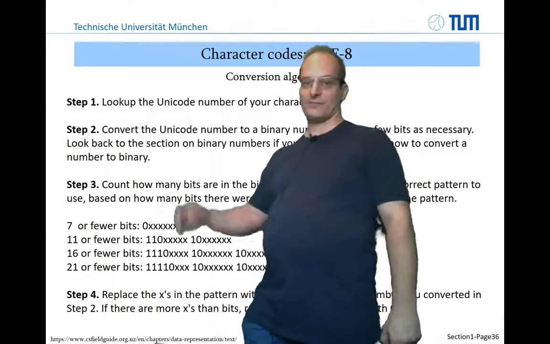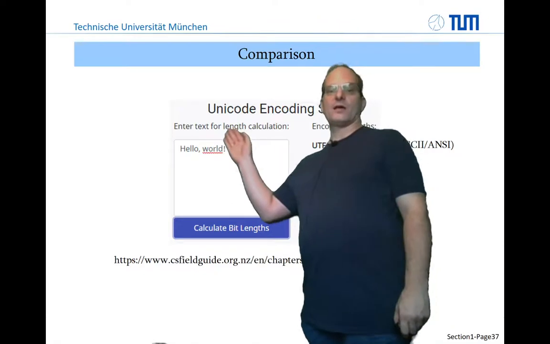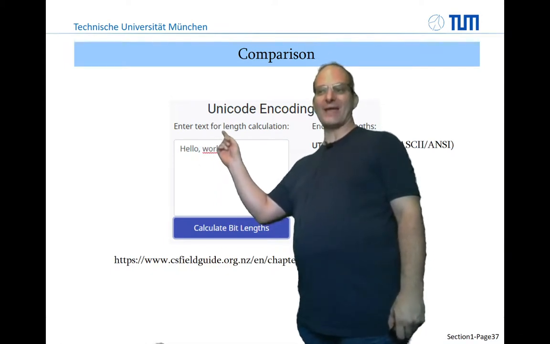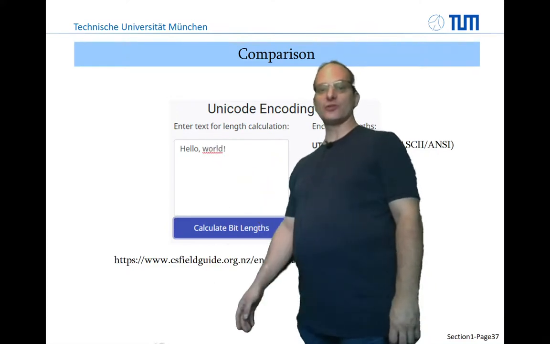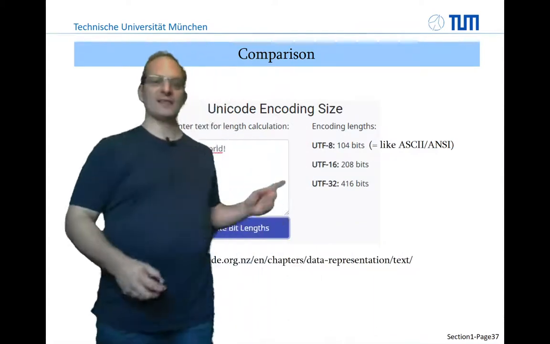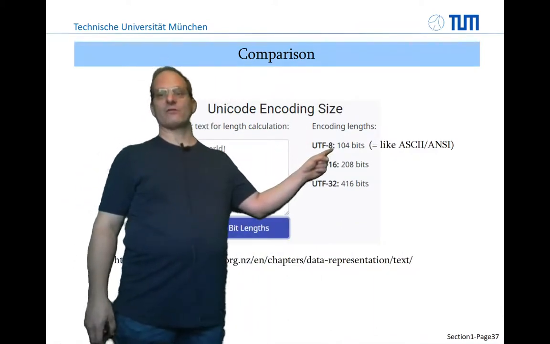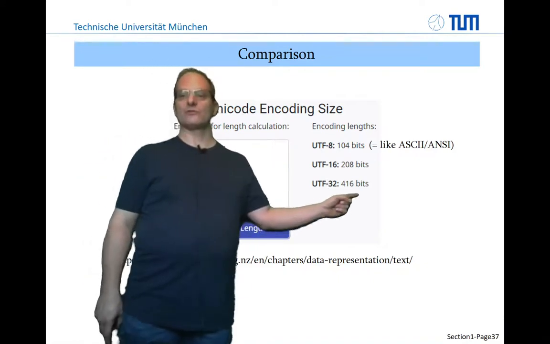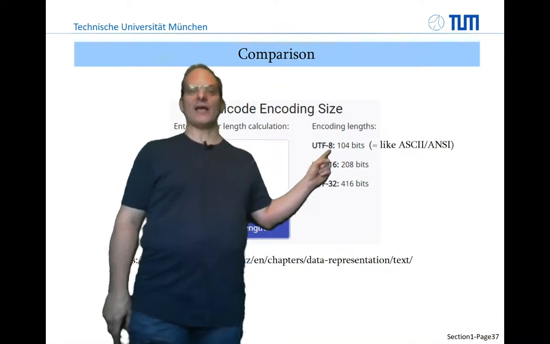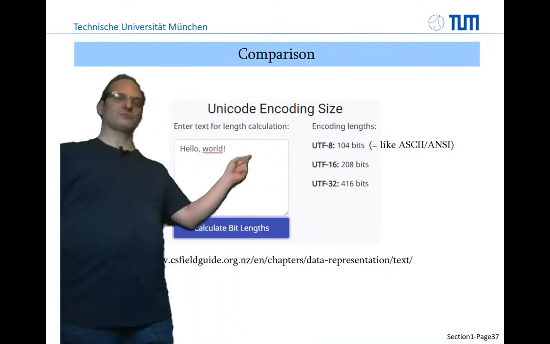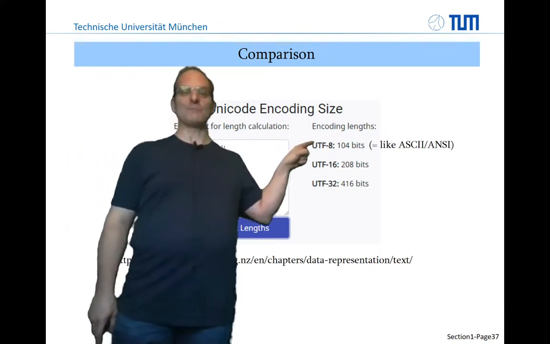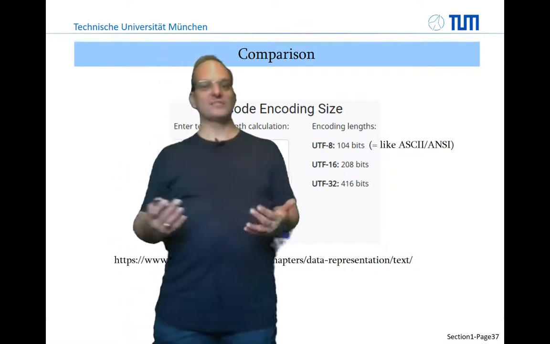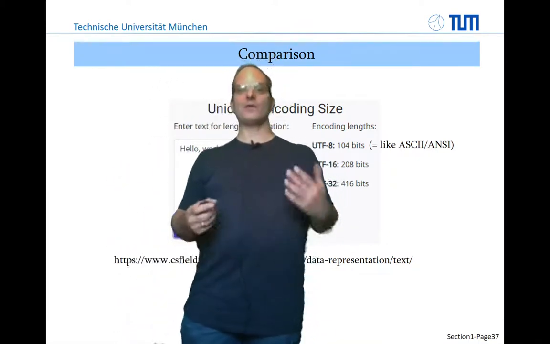So, and if we watch now, for example, again, our famous sample, how many bytes or how many bits are required for this to store it on your computer, then you will see that, for example, UTF-8 has 104 bits, UTF-16 uses 208 bits, and UTF-32 would use 416 bits. And the nice thing is, as long as you just use ASCII characters, so characters which are also represented in the ASCII table, you would not need more space than what you would need for ASCII. So therefore, for most cases, there is no additional overhead. And this is a quite important thing.